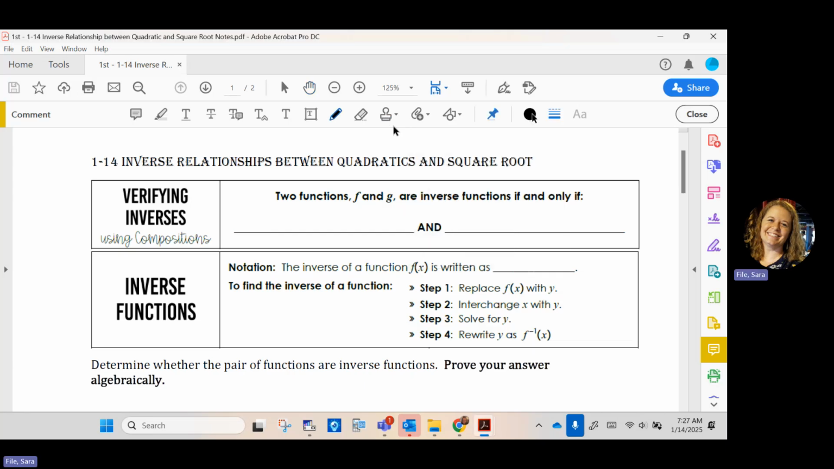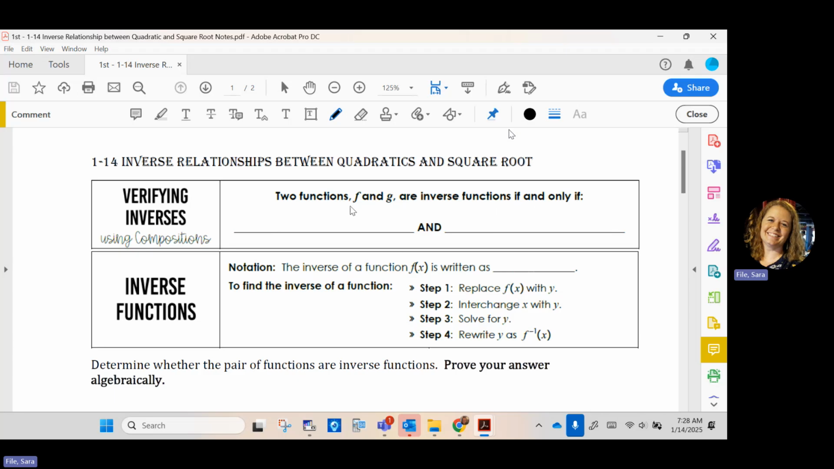when you do this with inverses, it always simplifies down to just x. So there's two blanks here because it does not matter which function you plug into which. Both ways it should work.